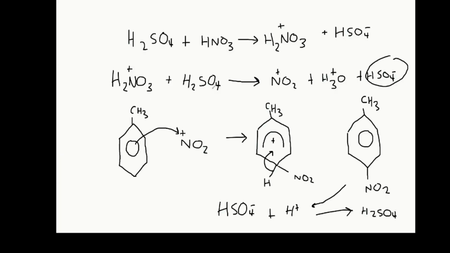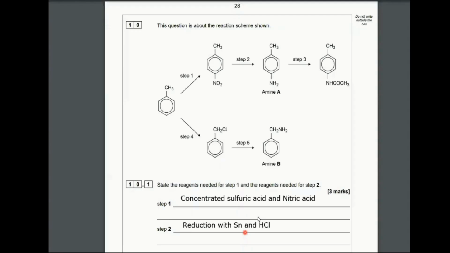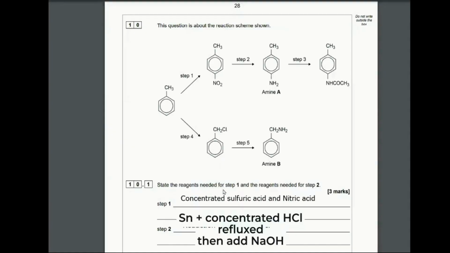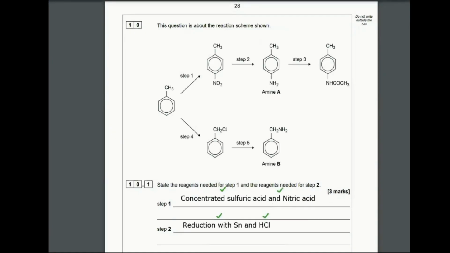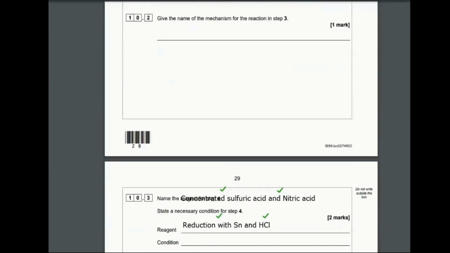That's why this is a catalyst here. This is just a little bit of extra waffle, but your answer really was sulfuric acid and nitric acid. And then we got the reduction with tin and hydrochloric acid for step 2. And that has to be refluxed. And then you add sodium hydroxide for that one as well. But the mark scheme just needs you to say tin and concentrated hydrochloric acid.